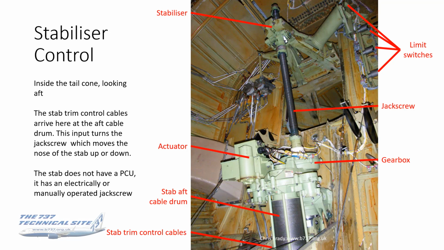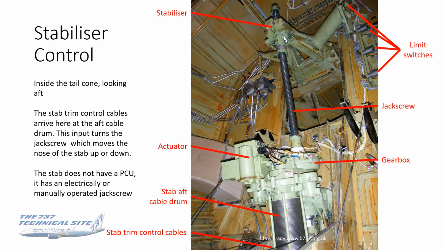Now this is inside the tail cone, looking aft, and the stab trim control cables arrive here. At the bottom of the picture, you can just about see them coming in before they go to that aft cable drum. Now that drum, as it rotates, engages with the gearbox and turns the jack screw that you can see running vertically up the center of the photograph.